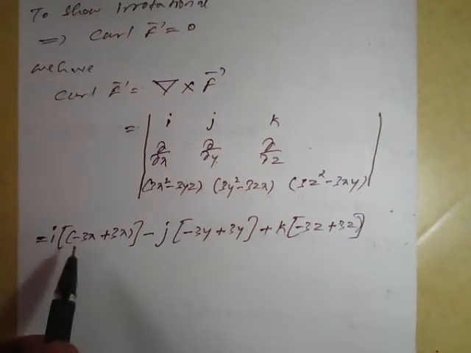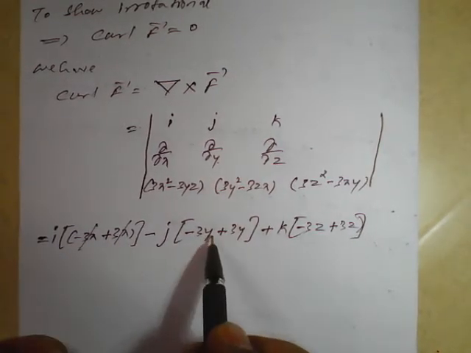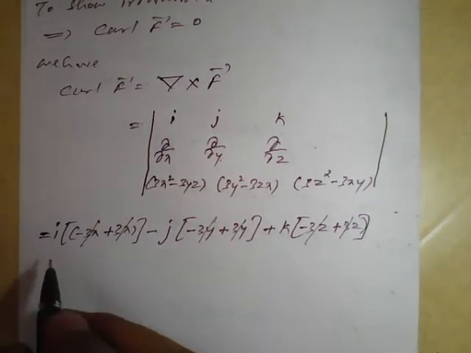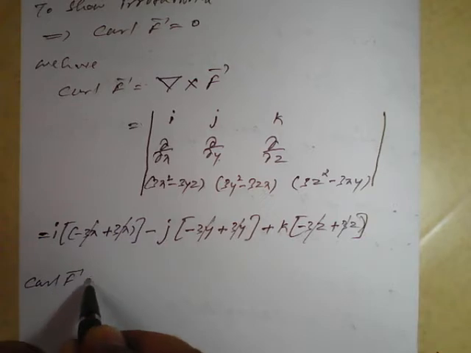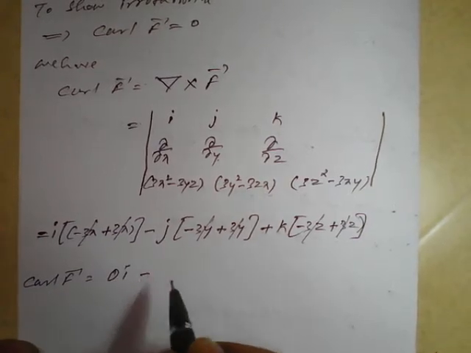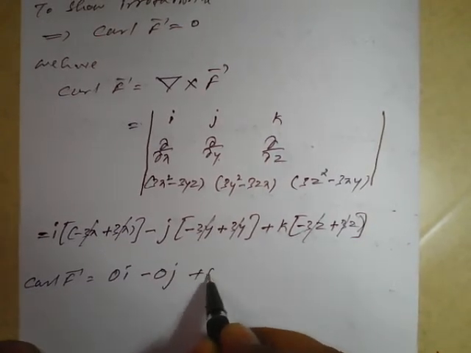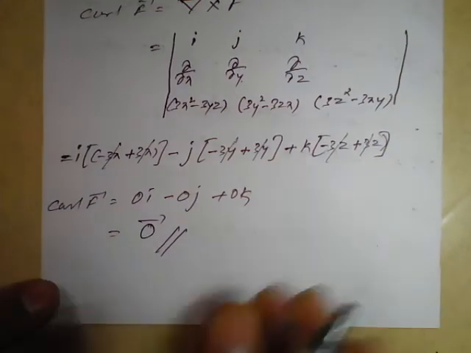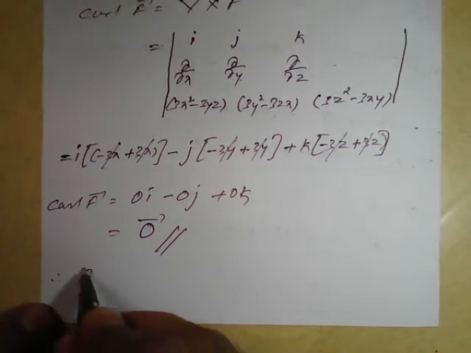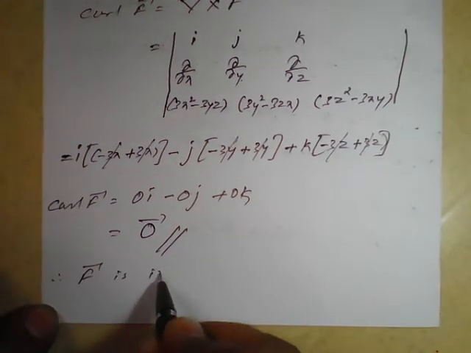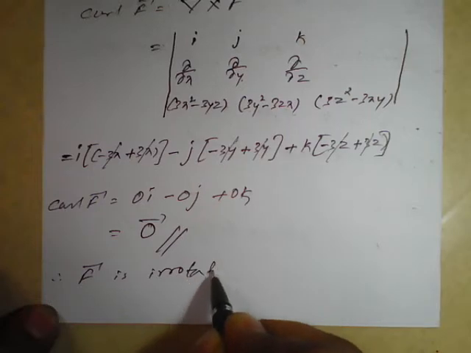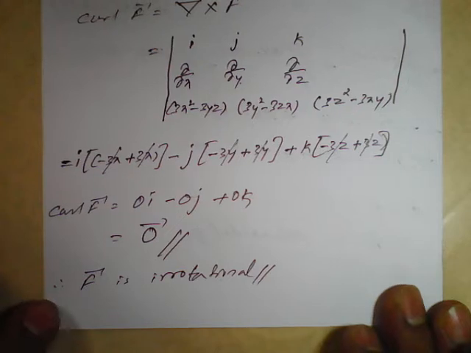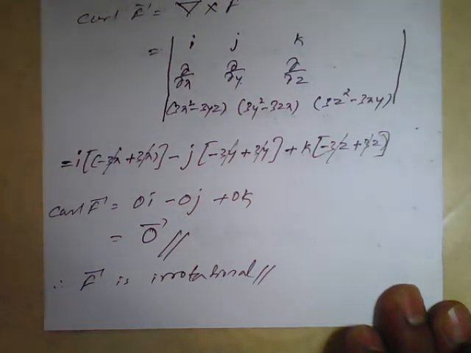So therefore you can see here minus 3x plus 3x cancels, minus 3y plus 3y cancels, minus 3z plus 3z cancels. So what is left here? Curl of vector f is equal to 0i minus 0j plus 0k, which is nothing but the 0 vector. So therefore we can say that vector f is irrotational.